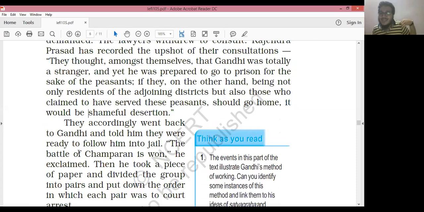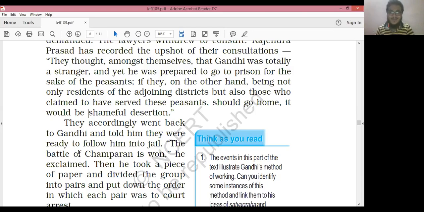If he is going to jail, five to six people are there, prominent people like speakers, writers, educated people. Education is the solution. See, he's collecting educated people, not uneducated, not illiterate people. He's collecting the educated people who can stand with them. So he arranged them, and they were ready to follow him to jail. If he's going to jail, they are also coming to the jail. He said, the battle of Champaran is on. That's done. Game is over.